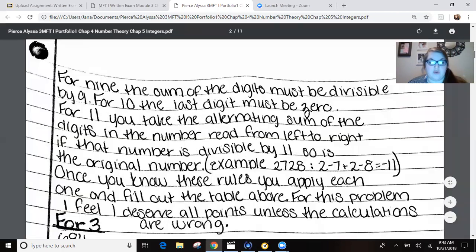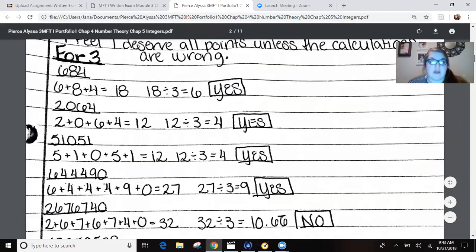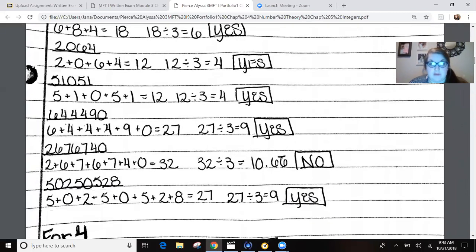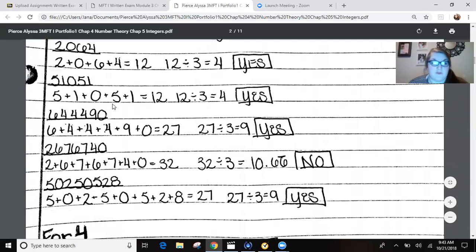So we're going to just scroll down to those. So for 3, I've written out each number. Now the rule for 3 is that you add all the digits, and if that number is divisible by 3, then so is the whole number. So we have yes for this one, yes for the next one. Yes, because you'll see that I've written out the number 5 plus 1 plus 0 plus 5 plus 1 is 12. We know that's divisible by 3. So we just keep going through all of those, and that's how we do divisibility by 3.